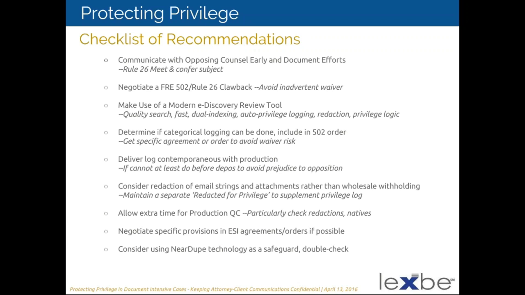I'm going to finish up here with a checklist of recommendations in protecting privilege. Communicate with opposing counsel early and document your efforts. I think being Rule 26, meet and confer. Negotiate 502 orders and agreements and clawbacks to avoid inadvertent waiver. Make use of a modern eDiscovery review tool, ours or others. This is going to give you a quality search, fast indexing, auto privilege logging, redaction, privilege logic.